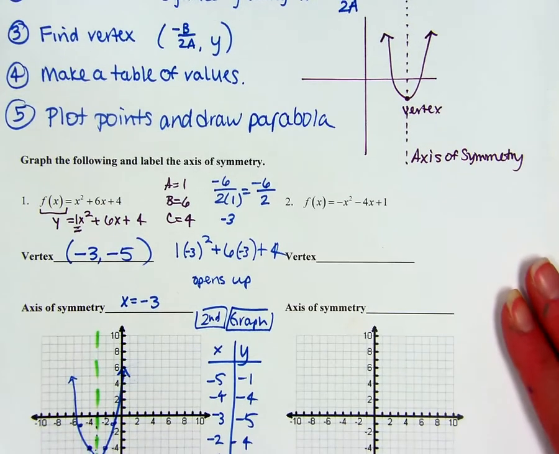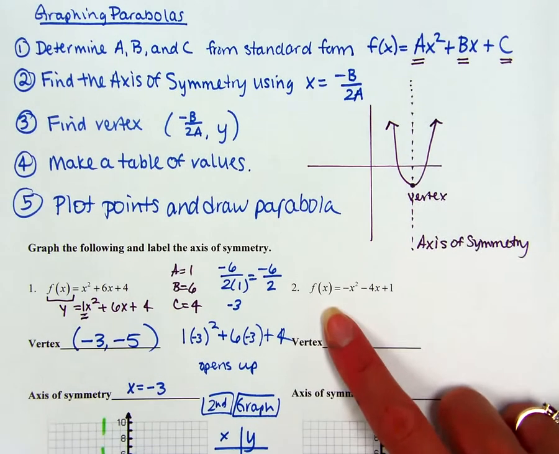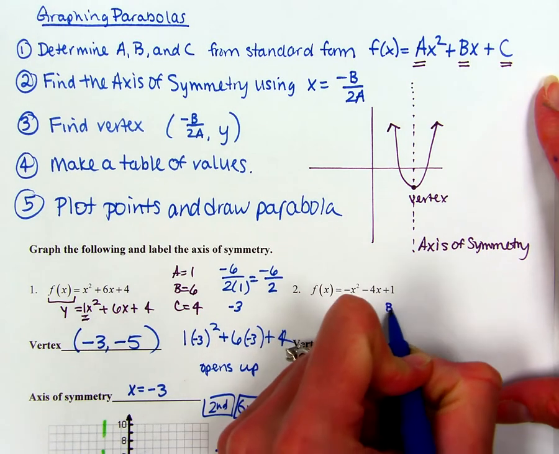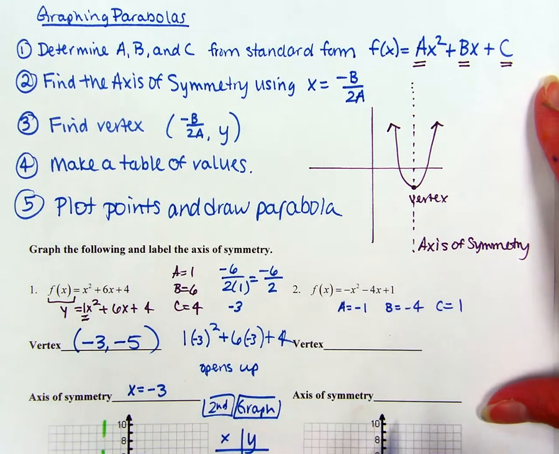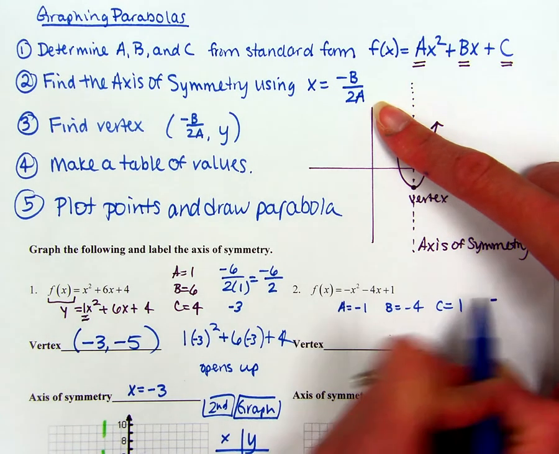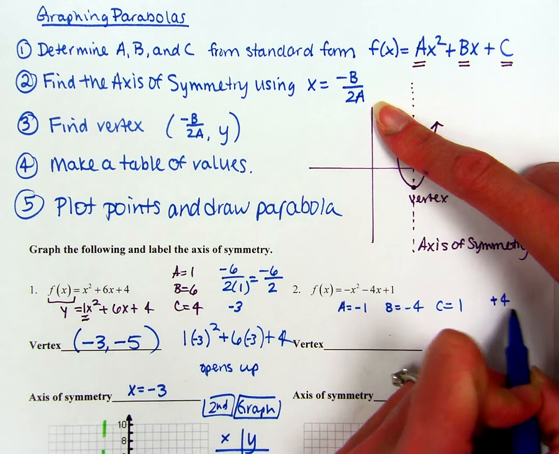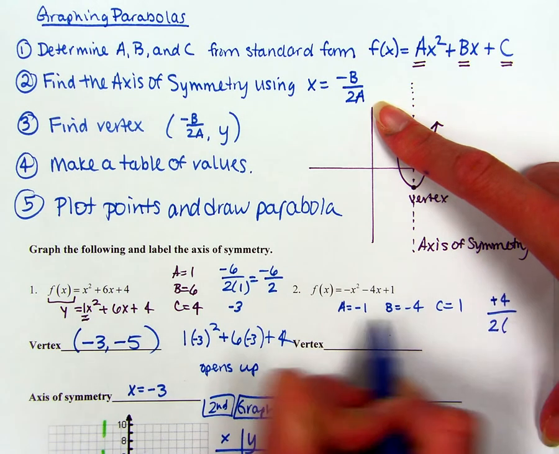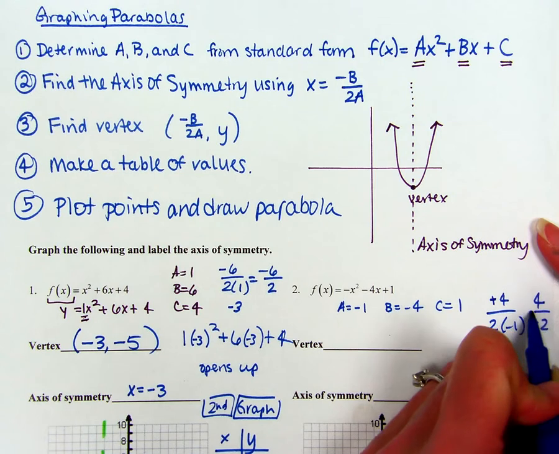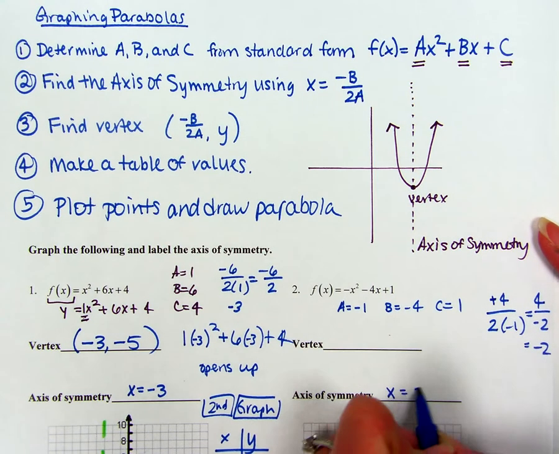Okay, problem number 2. So first thing we're going to do is identify A, B, and C. So A is negative 1, B is negative 4, C is 1. Step 2, we're going to do the opposite of B. So the opposite of negative 4 is really positive 4, over 2 times A, which is negative 1. So we're going to do 4 over negative 2, which is negative 2. That tells me my axis of symmetry.